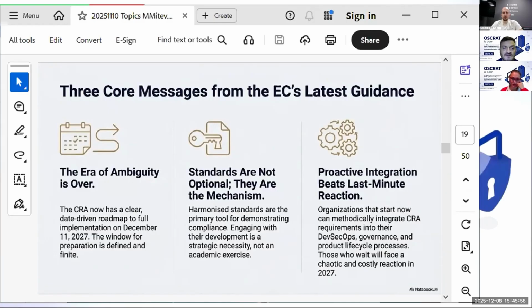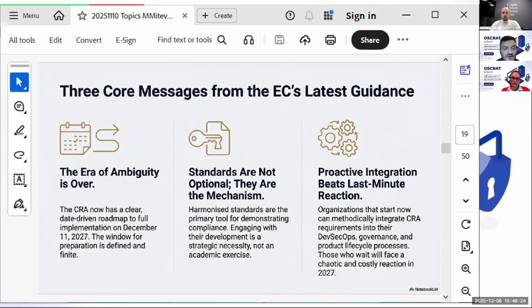They are the practical mechanisms for demonstrating compliance. Third, organizations that start early will have a much smoother experience. If you integrate the CRA requirements into your development, security, and governance processes now, you will avoid last-minute problems and high cost later.